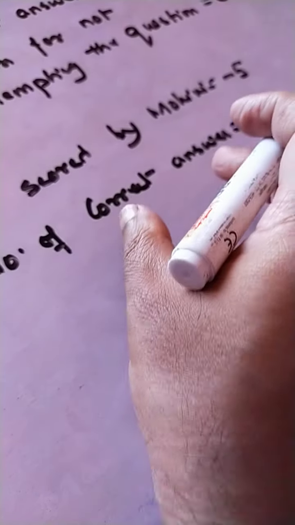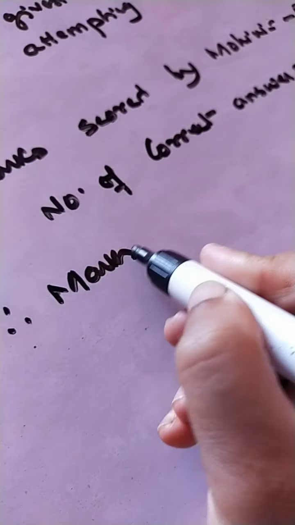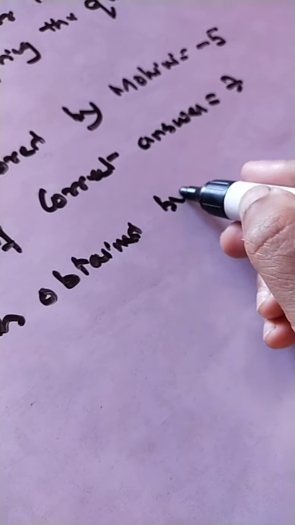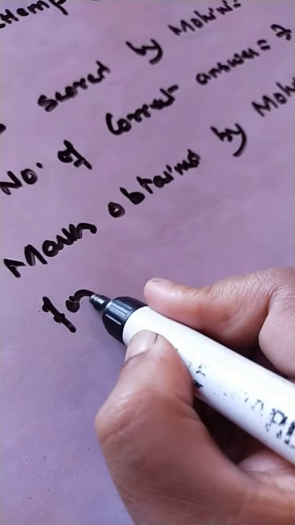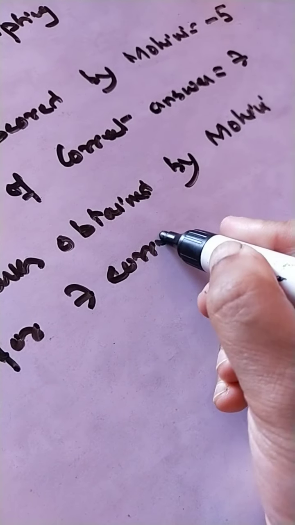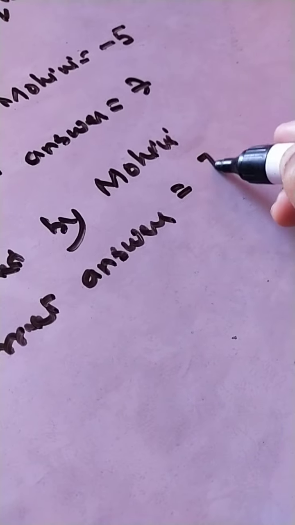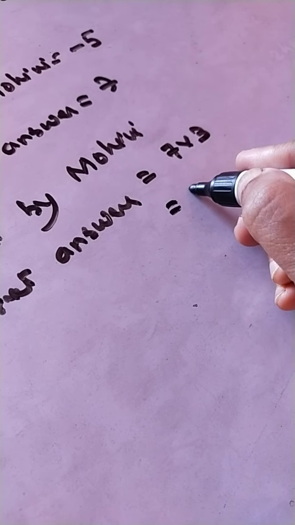So we have to see how much marks she has scored for these correct answers. Marks obtained by Mohini for 7 correct answers would be 7 into 3, so that would be 21.